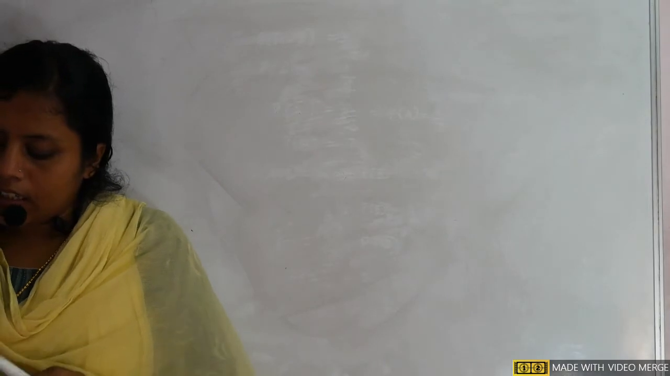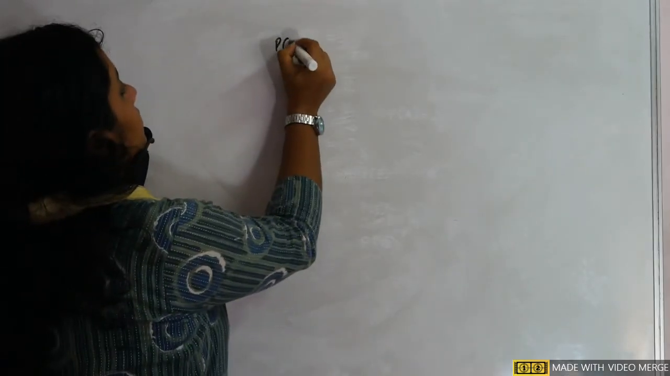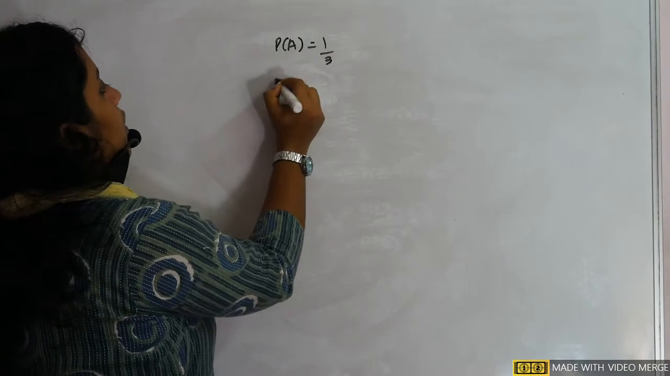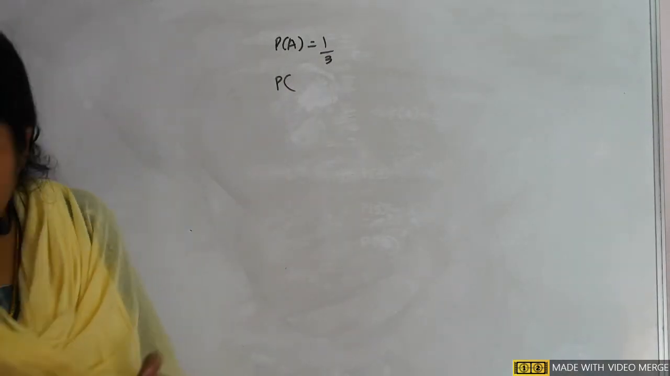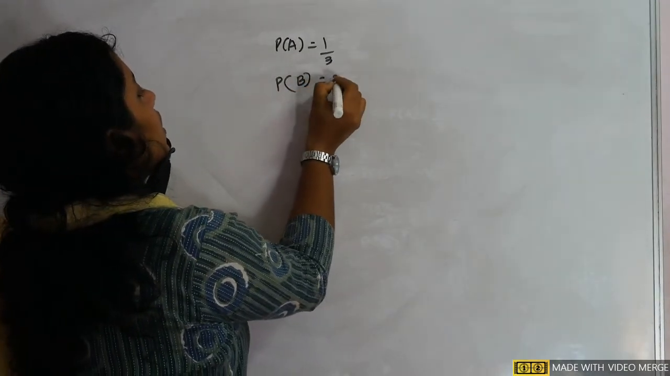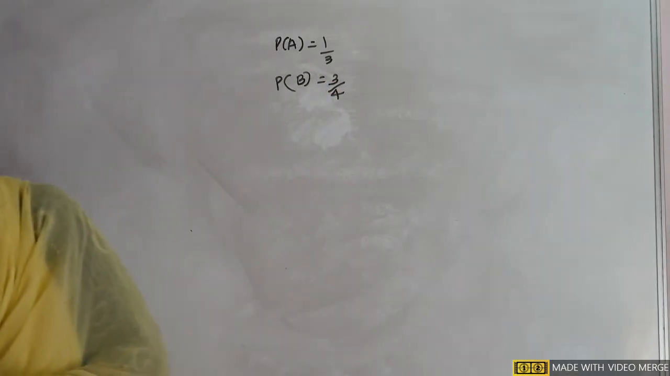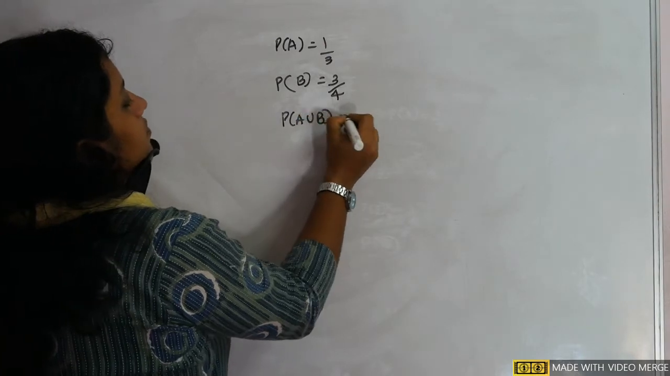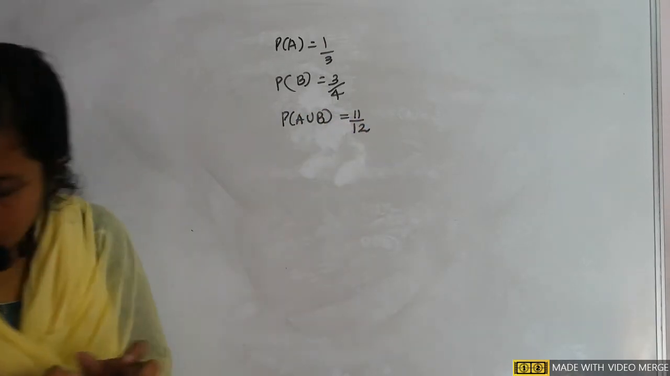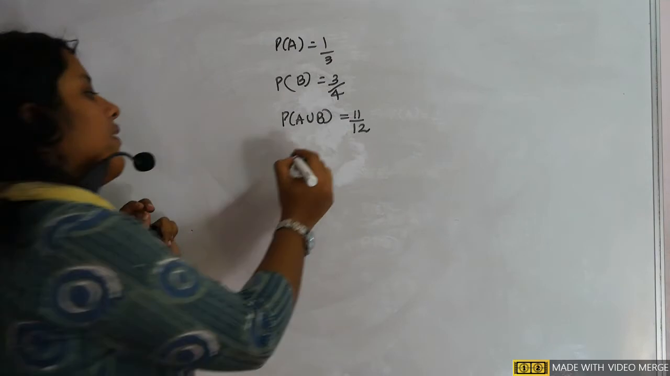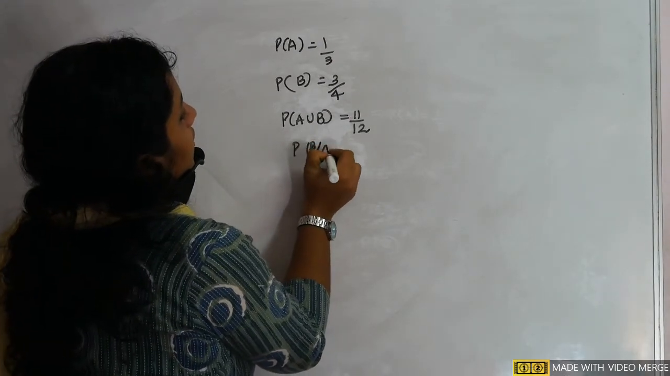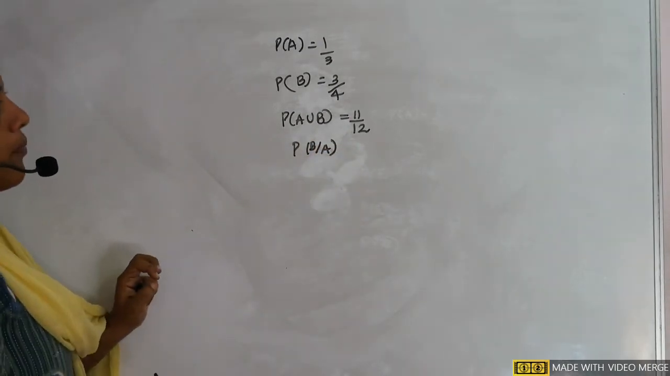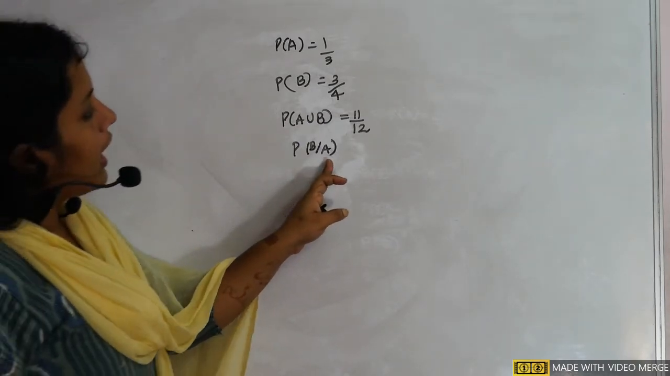See the next question. Given that P of A is equal to 1 by 3, P of B is equal to 3 by 4, and P of A union B is equal to 11 by 12. What is the value of P of B given A? This is what we need to find.